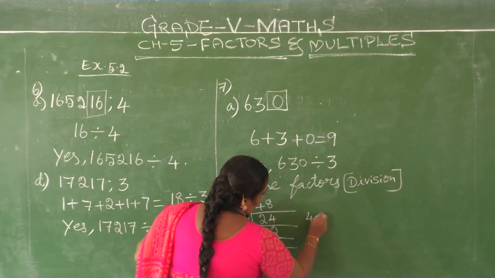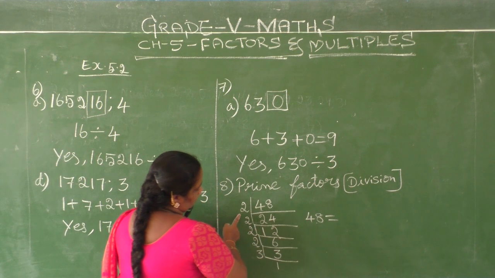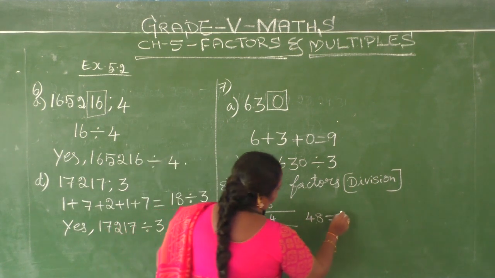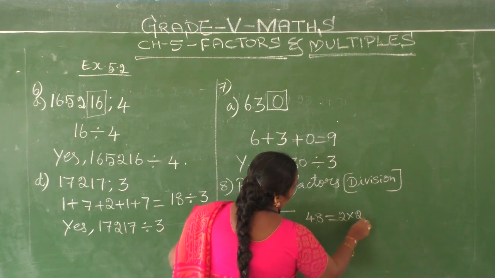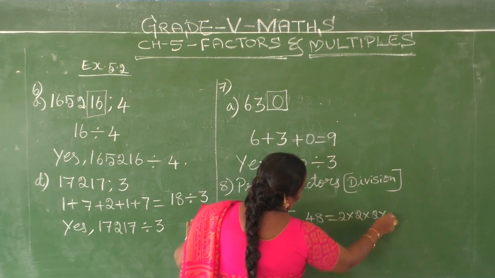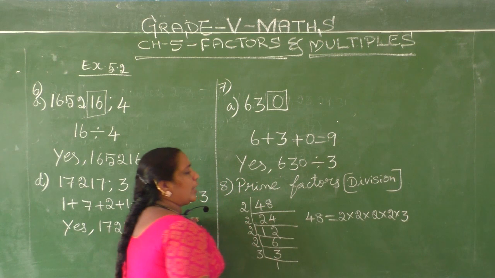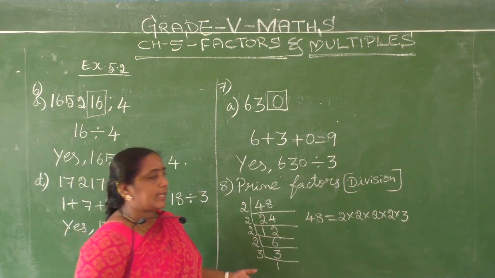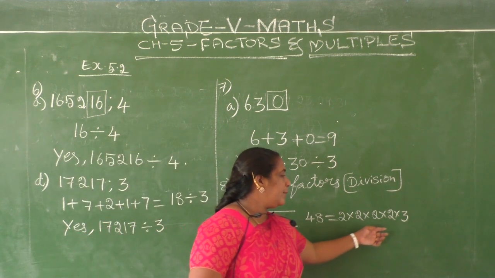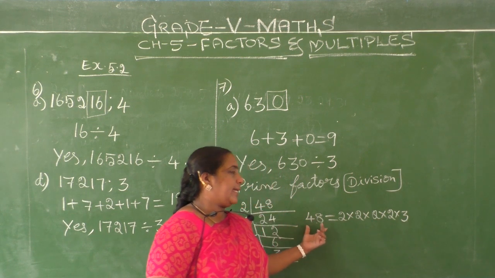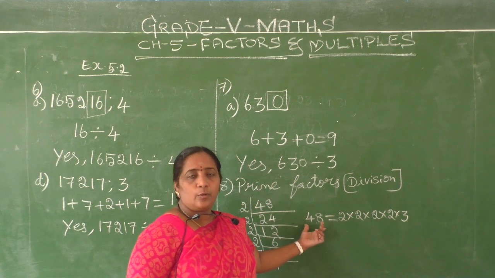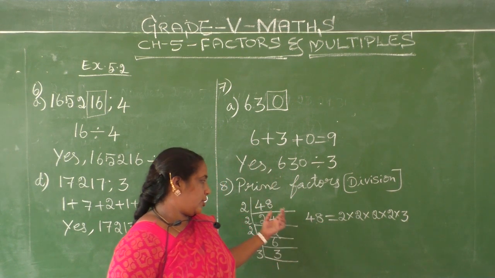So 48 is equal to how many 2s, ma? 1, 2, 3, 4 times. 2 into 2 into 2 into 2. The last number is 3. Now, if you have to check whether your answer is correct or not, you have to multiply all these numbers, and you can get this answer. Now only your prime factorization is correct.